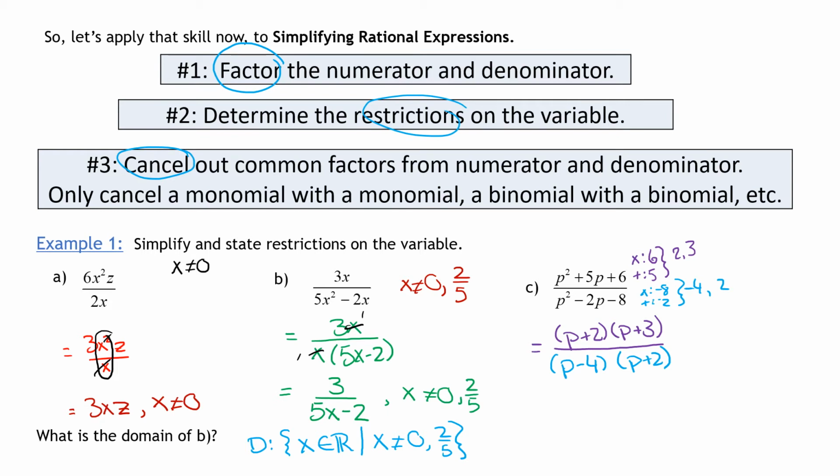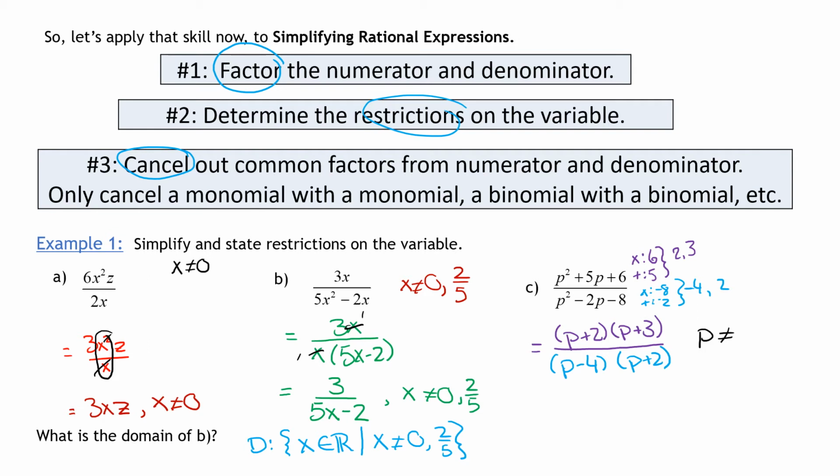Restrictions. What can P not equal? Restrictions are only on the denominator. It's okay to have a numerator of 0, right? I can have 0 over 20 if I want to. That's equal to 0, and that's fine. But I can't have it the other way around. So the restrictions are only on the denominator.